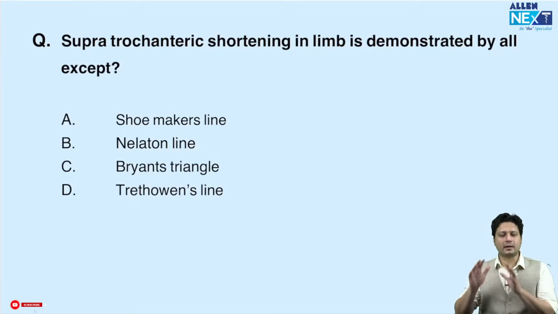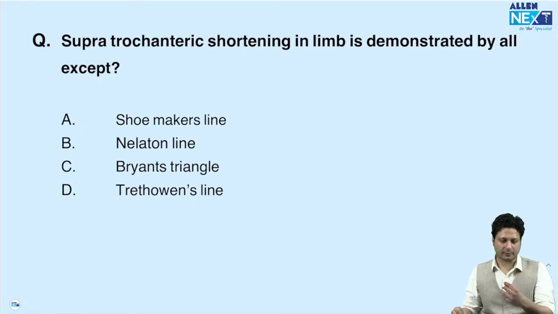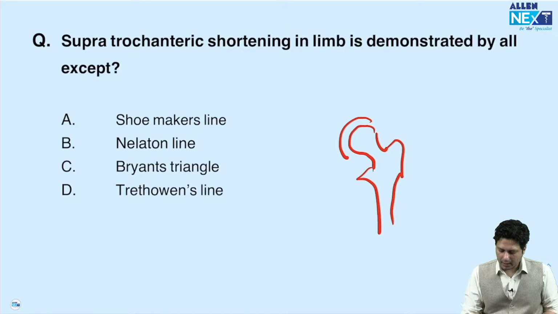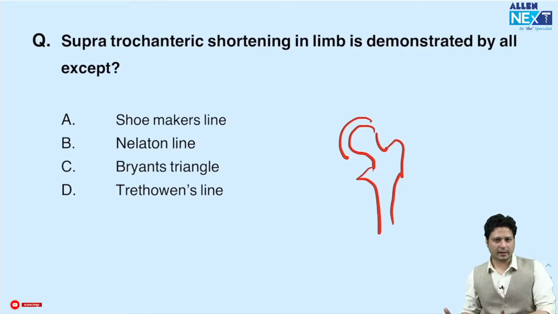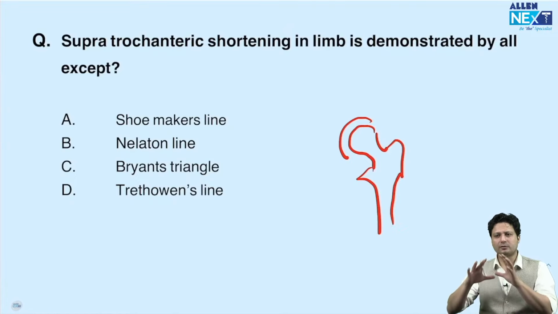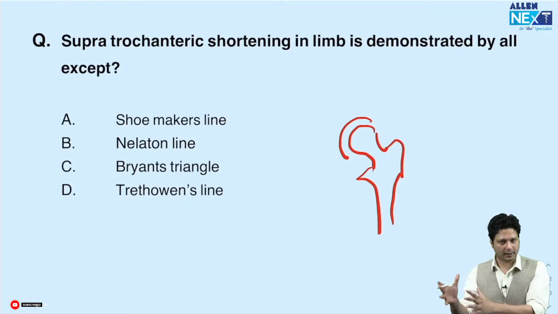Supratrochanteric shortening of the limb is going to be demonstrated by all except. So first of all, try to understand what we mean by the term supratrochanteric shortening. Imagine this is the acetabulum and this is the hip joint. Now, there are a variety of conditions which might affect the hip: infection, septic arthritis, tuberculosis, avascular necrosis, osteonecrosis, even trauma, secondary osteoarthritis. There is a wide variety of conditions which might affect the hip joint.